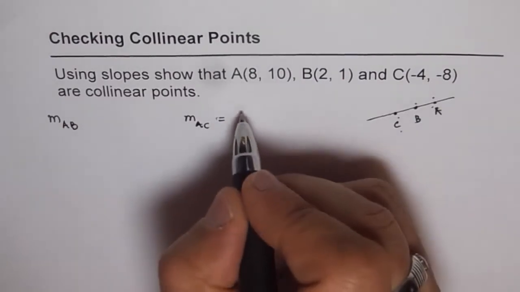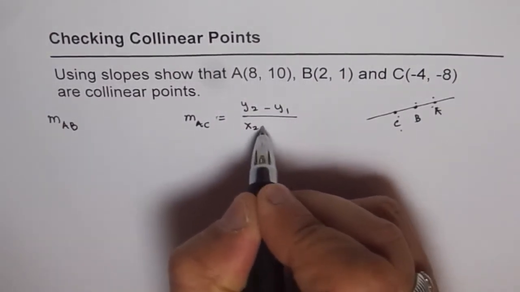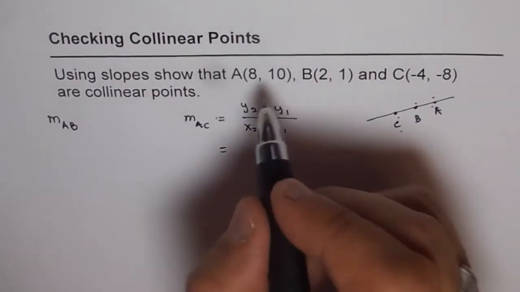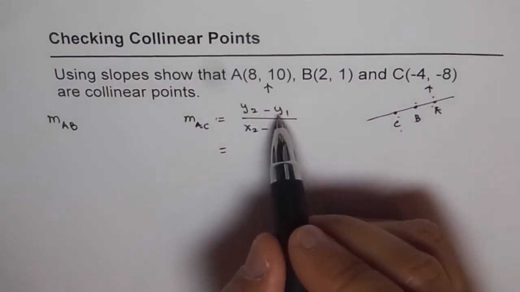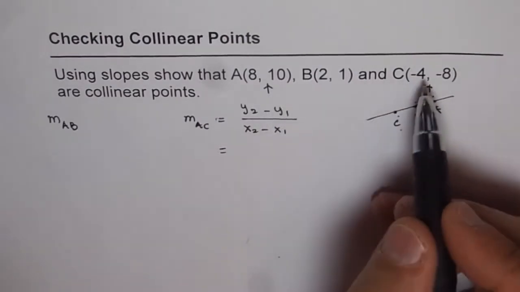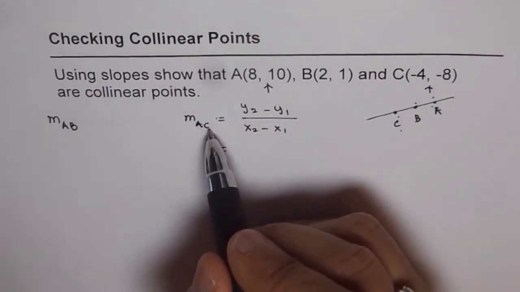What is slope? Slope is y2 minus y1 over x2 minus x1, right? So let's find first from A to C. A is this point for us and C is here. When we say y2 minus y1, we can actually consider any point as the first and the second point. But it's good to write, when we write A to C, C becomes our second point, okay?